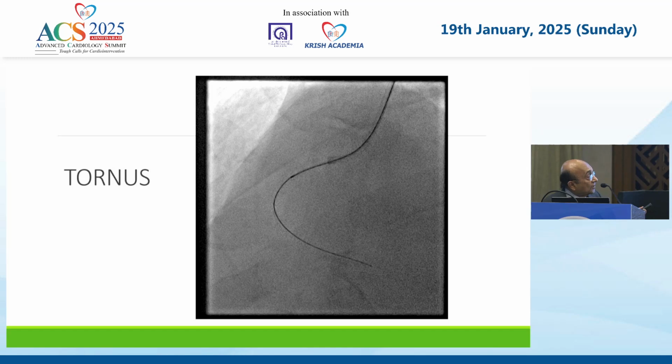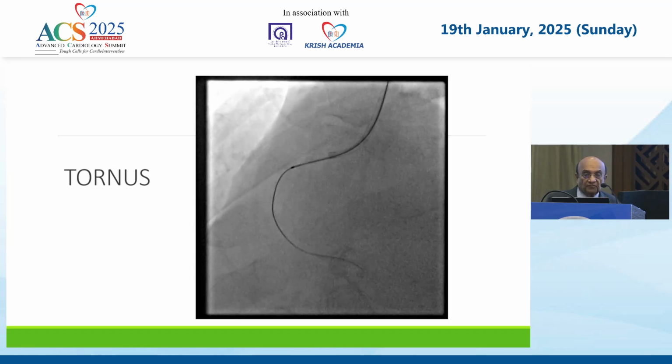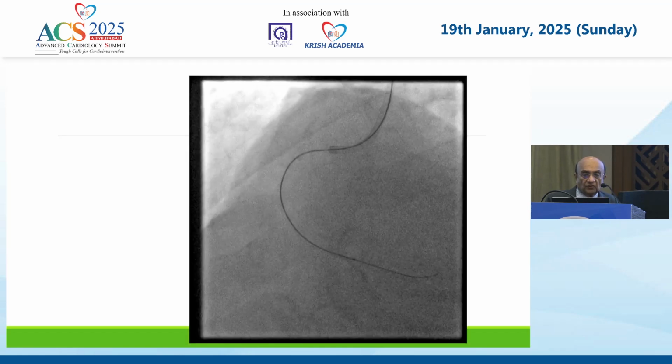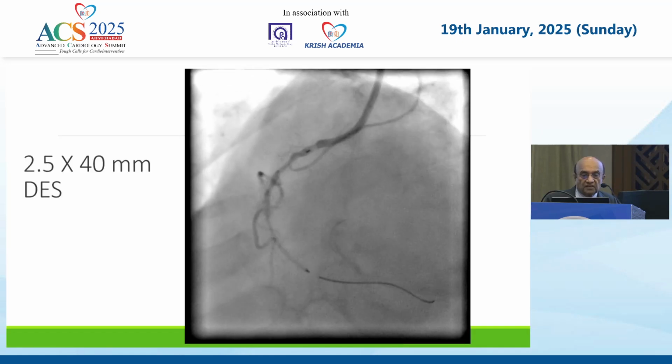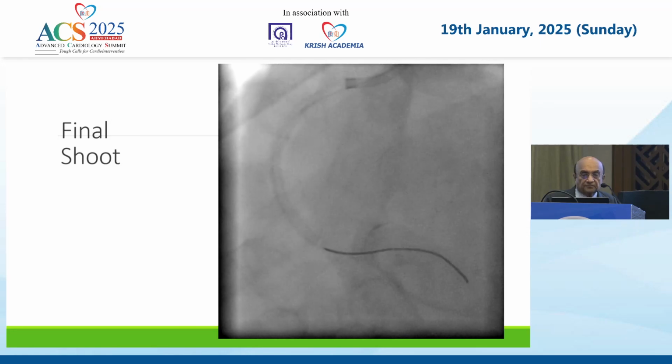Tornus is a microcatheter in which 8 strong wires are interwoven in the form of a rope. When you rotate it clockwise and anti-clockwise, it slowly enters and creates patency, and a little patency is good enough to allow the microcatheter to go. Subsequently you can address the CTO after regular balloon dilatation, and this would be the final result: a 2.5 by 40 millimeter long stent.